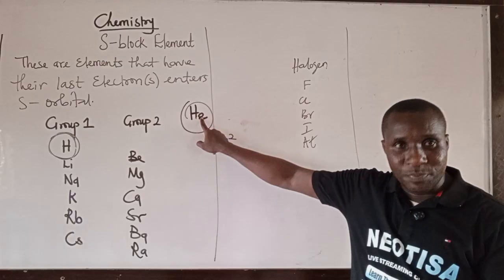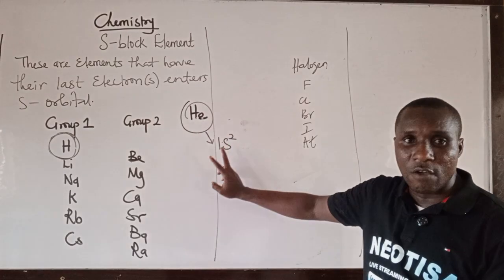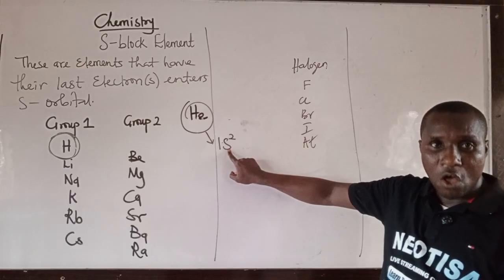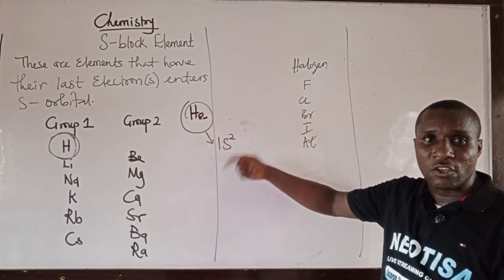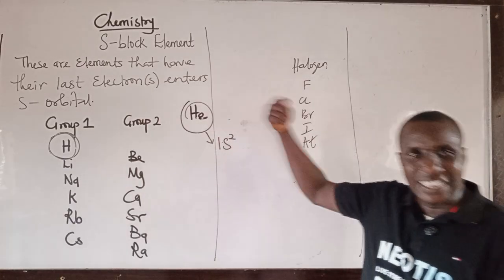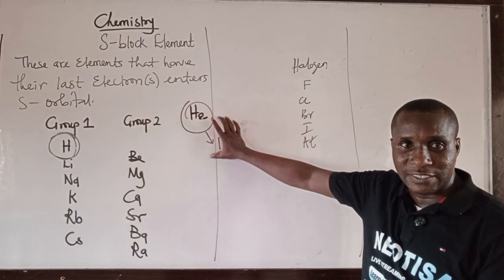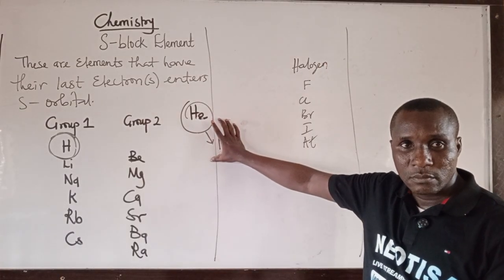And this helium, even though the electronic configuration is 1s2, the last electron is on the s orbital, but technically, conventionally, it is in group 18, which are the noble gases. Take note of that.